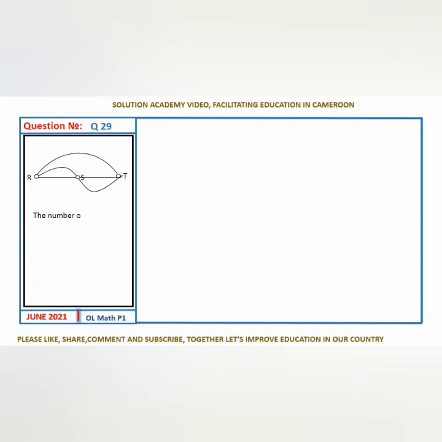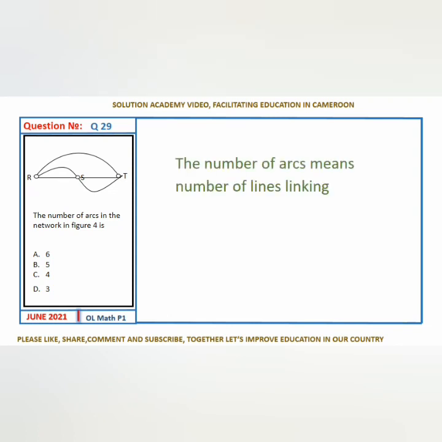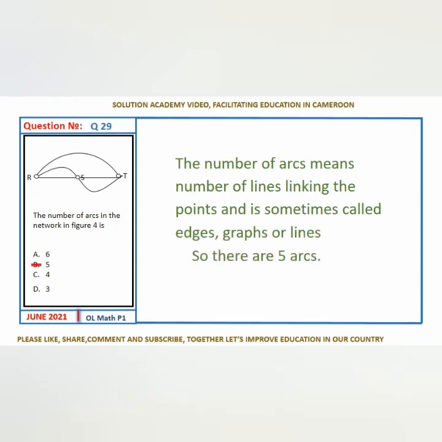Question number 29. The number of arcs in the network in figure 4 is. This question is under networks, and you have to know that the number of arcs means you should look for the links. You should look for the number of lines linking points together. You have to also note that another name for arcs is edges, or lines, or graphs, because you can also be asked any of the synonyms.